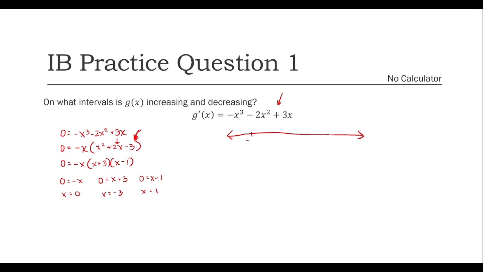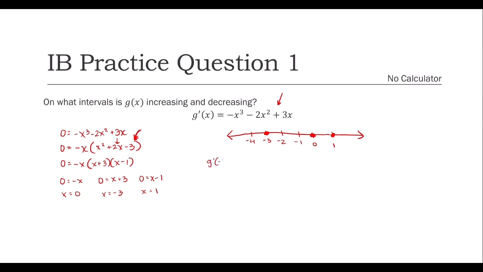And we'll go from negative 4 all the way up to 1. So we'll look at things from 0, negative 3, and 1. So first we'll look at something less than negative 3. So we'll plug in negative 4.